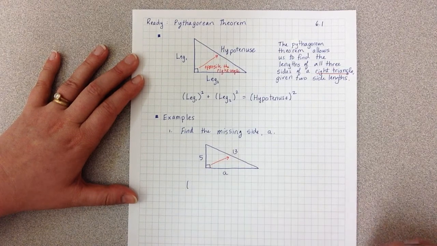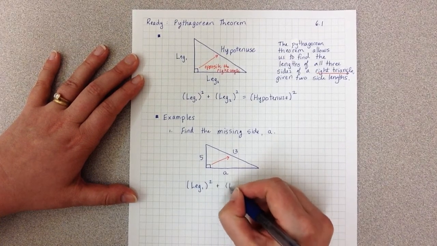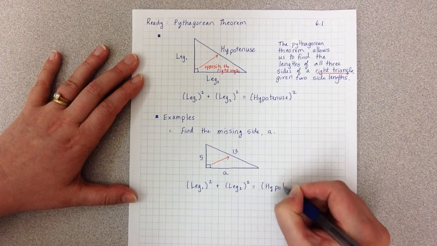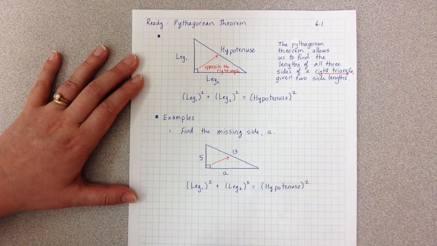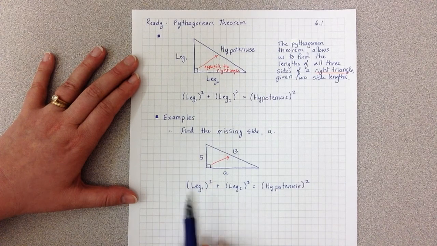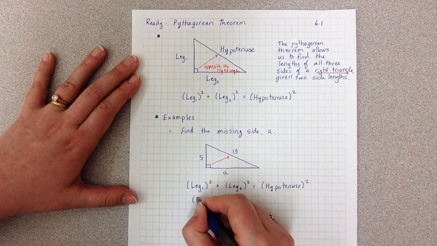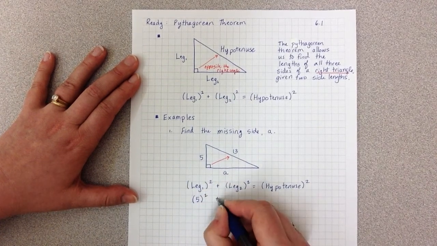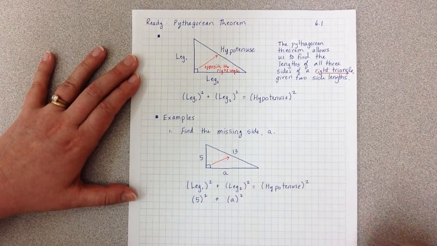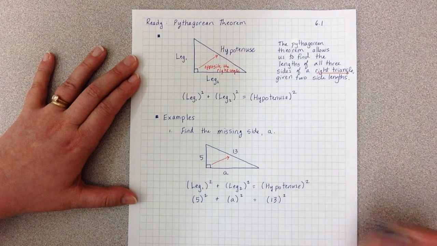When I do the Pythagorean theorem, I always start by writing the theorem. So leg 1 squared plus leg 2 squared equals hypotenuse squared. Once I've written the theorem, I then fill in the pieces of information that I have. In this case, I have a leg and a hypotenuse. So I'm going to fill in 5 squared plus, I may not have a number but I do have a label, so I'll write that in, a squared, equals the hypotenuse, which is 13 squared.